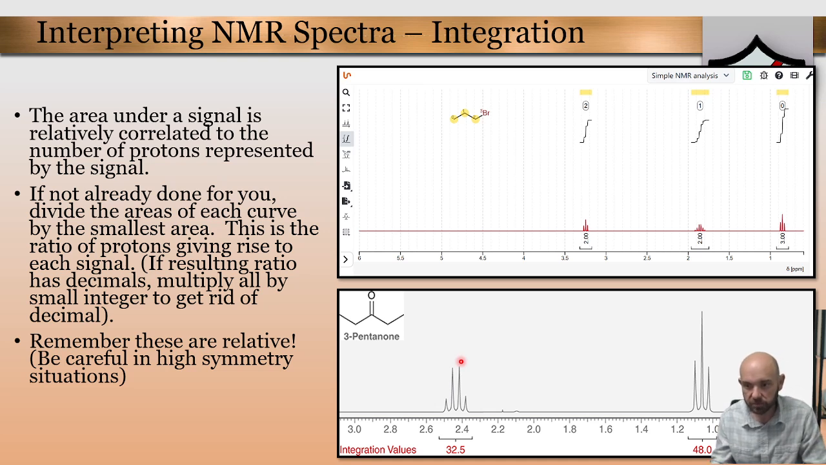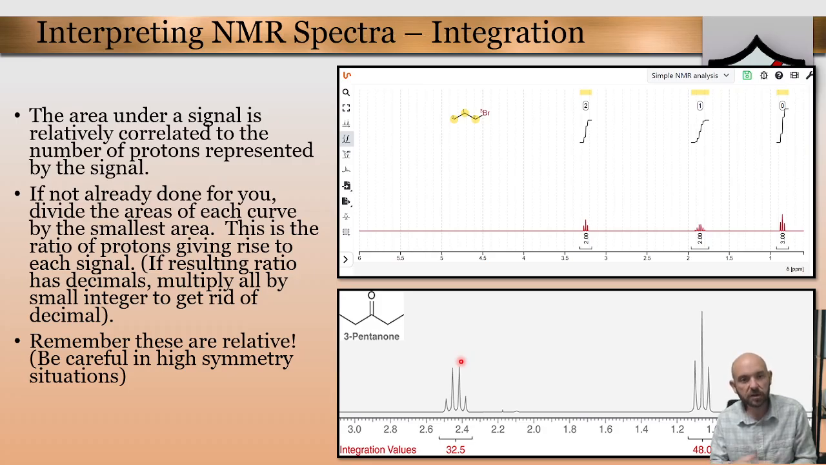So what you would do is divide each of those by the smaller one, which is 32.5. If we divide 32.5 by 32.5, the result is 1. And if we divide 48 by 32.5, then we get 1.5. So if we multiply 1 and 1.5 by 2 respectively, we get 2 and 3. So that makes sense. We would expect signals to have counts of 2 and 3. But in this case, the counts are 4 and 6.